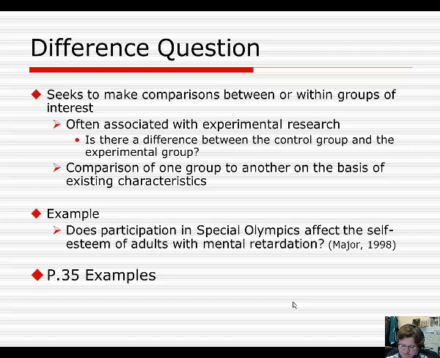Is there a difference in physical activity levels between adults with and without mental retardation? How does intrinsic motivation towards physical fitness testing differ according to award status and gender of upper elementary school children? So again, difference questions. They're the type of research questions seeking to determine if there are differences between or within groups.